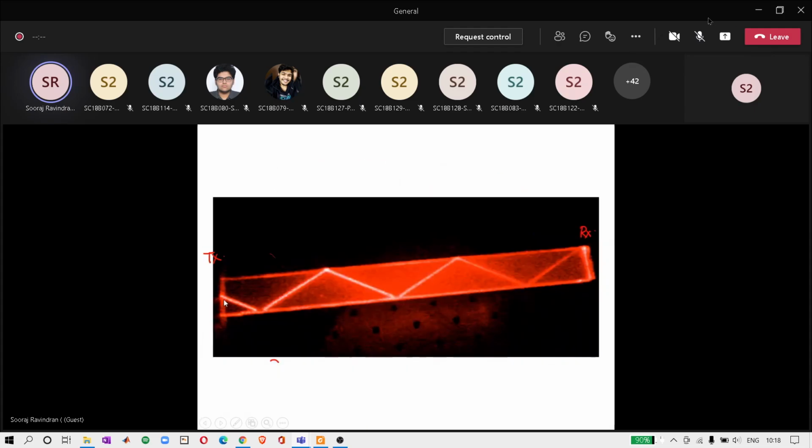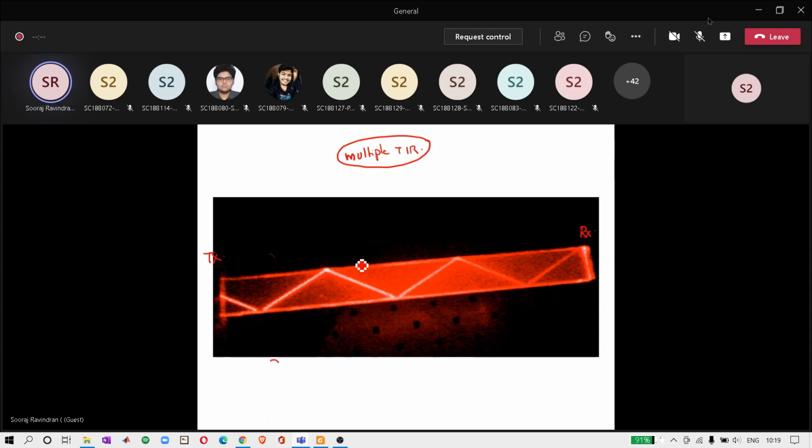So you have these multiple reflections, and you call these multiple total internal reflections. So this forms the fundamental operating principle of an optical fiber. This is how the light gets carried from one place to another.